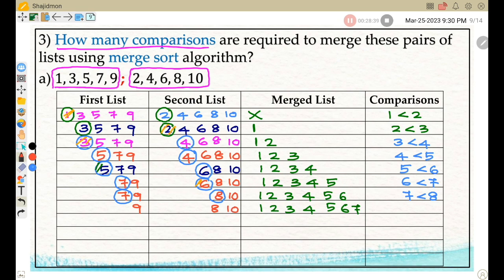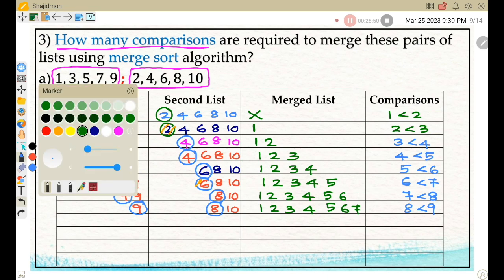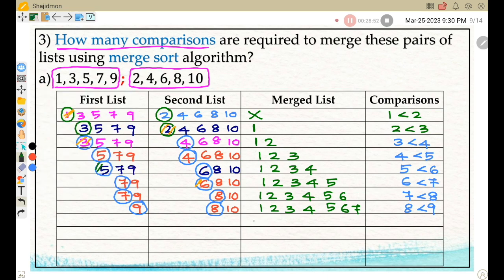Correct. Now one more comparison. Here 9 and here 8. So we can write 8 less than 9. So which number will come to the sorted list now? That means the number 8. So 1, 2, 3, 4, 5, 6, 7 and 8 now. Correct. So write the balance list. So here 9 will be there and here 8 already done. So 10 will be there.